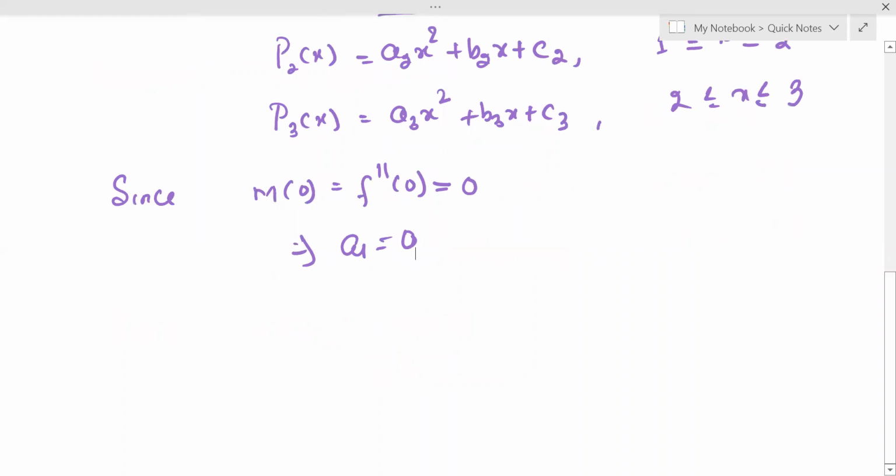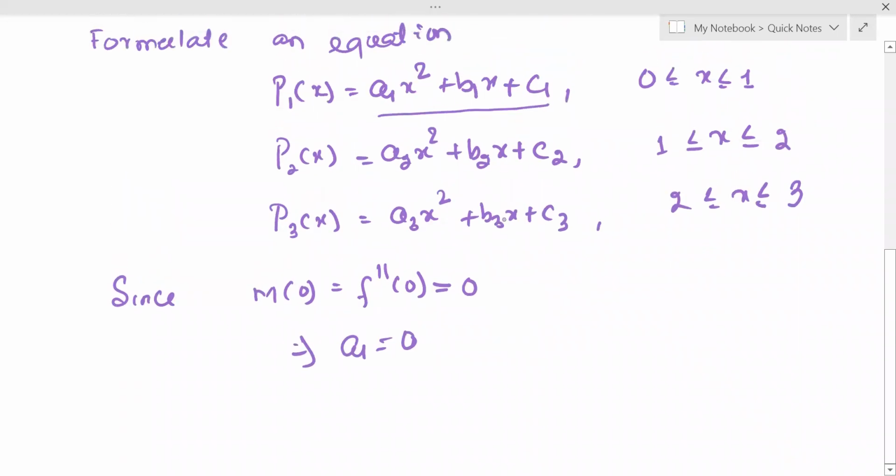Now we have to compute x0, x1, x2, x3, all the values, f1, f2, f3, defined here, and substitute in the above equations. Just we have considered 3 equations. With A1 equal to 0 substituted in this equation, we get B1 plus C1, which is equal to F1.